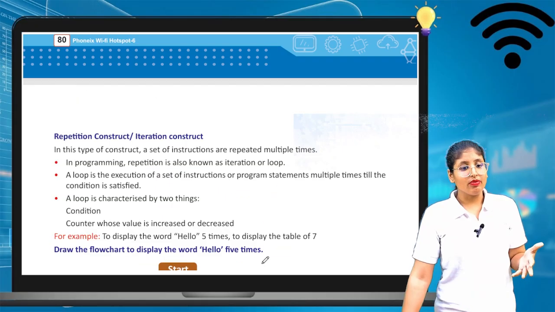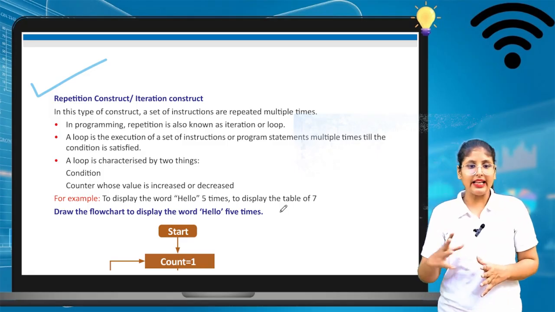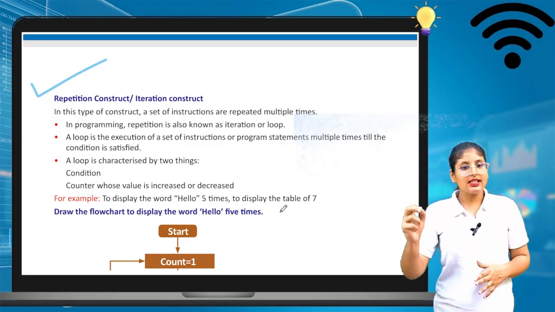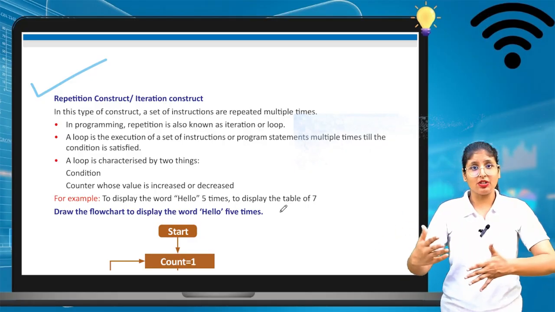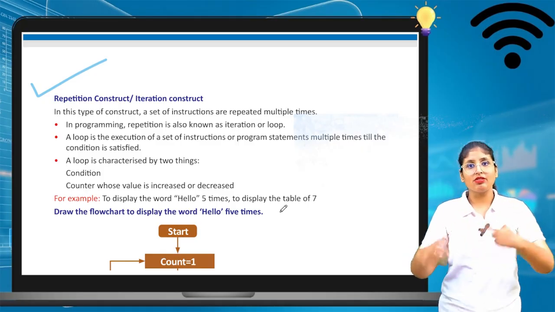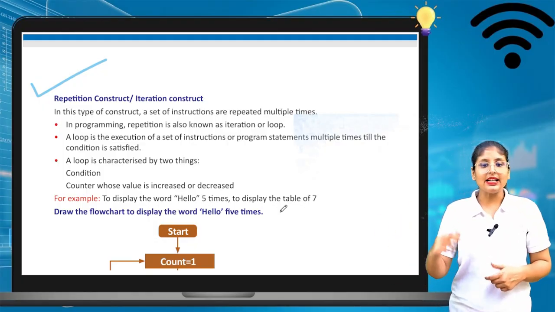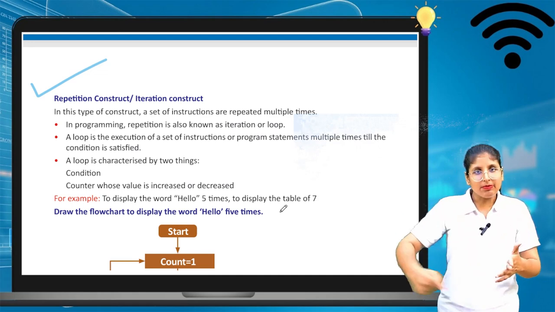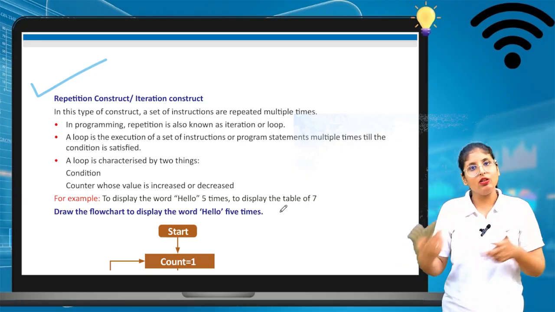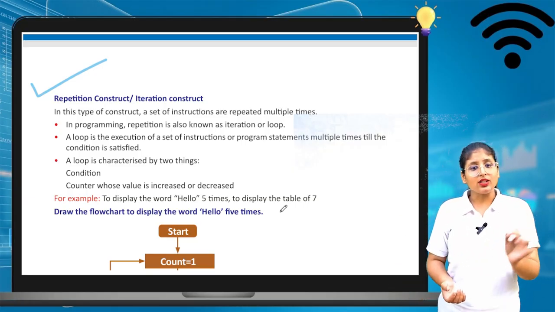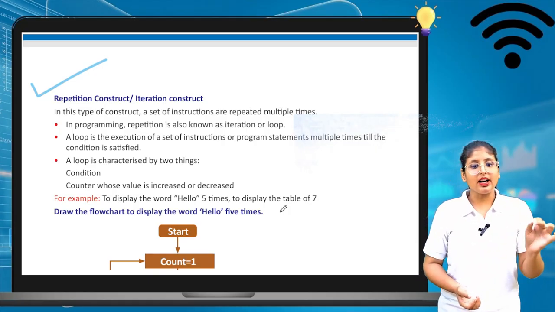Okay, so now we will see the repetition construct, the iteration construct. So what is the repetition construct and iteration construct? In this type of construct, a set of instructions is repeated multiple times, because it is repetition. So in this we can perform the instructions in a repeated manner. In programming, repetition is also known as iteration or loops. A loop is the execution of a set of instructions or program statements multiple times till the condition is satisfied.